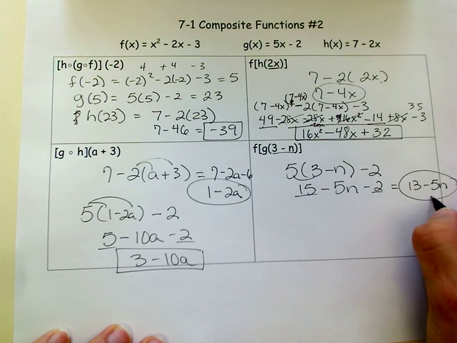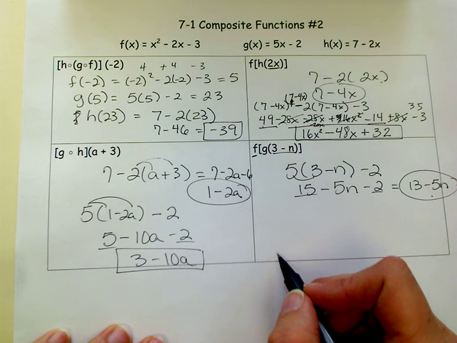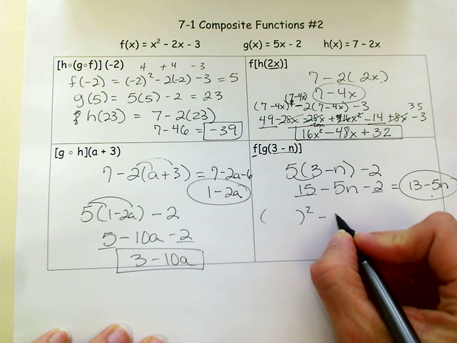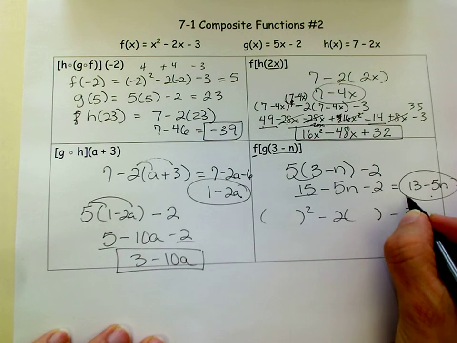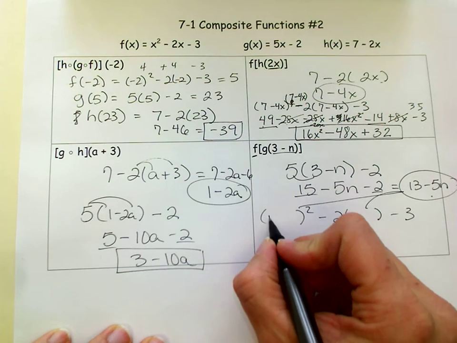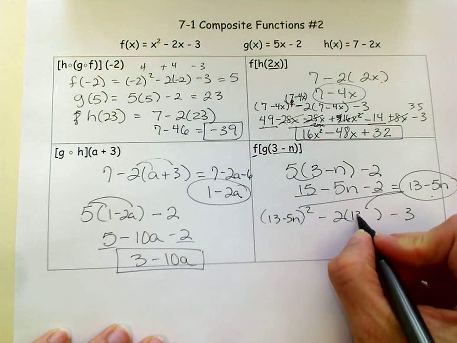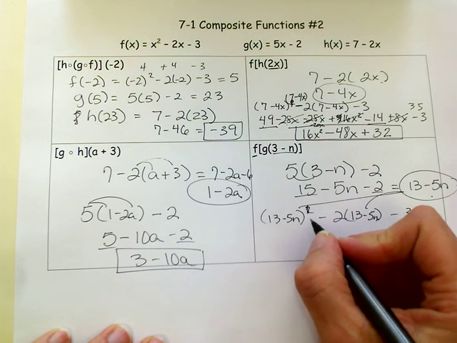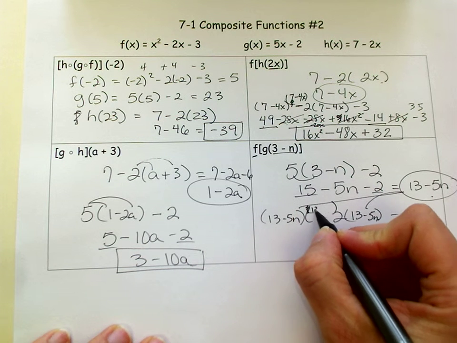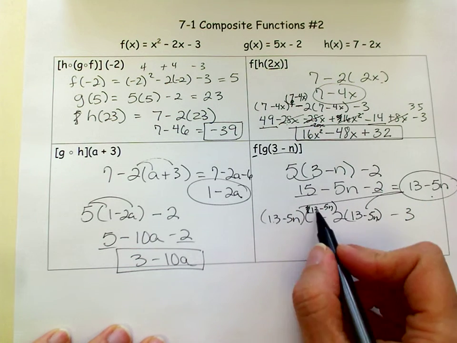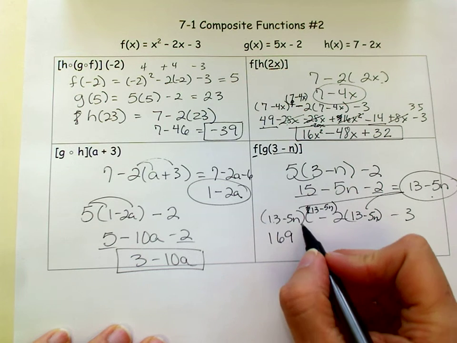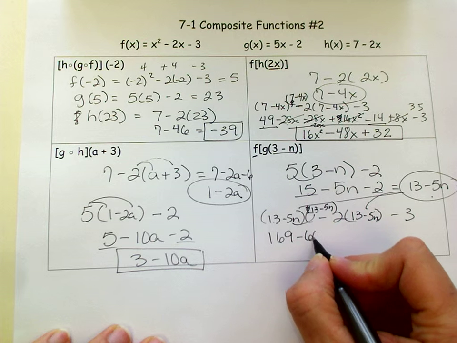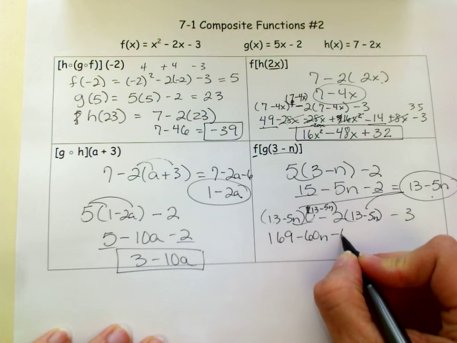Then I take this and I plug it into the x for f of x. So that means it's squared, minus 2 times it, minus 3. So I'll plug that in for each of those. So 13 minus 5n and 13 minus 5n. Okay, remember that's the squared, so I can just put another one there, 13 minus 5n. 13 times 13 is 169. 5 times 13, I believe that's 60, so we've got a negative 60n, and then another negative 60n.